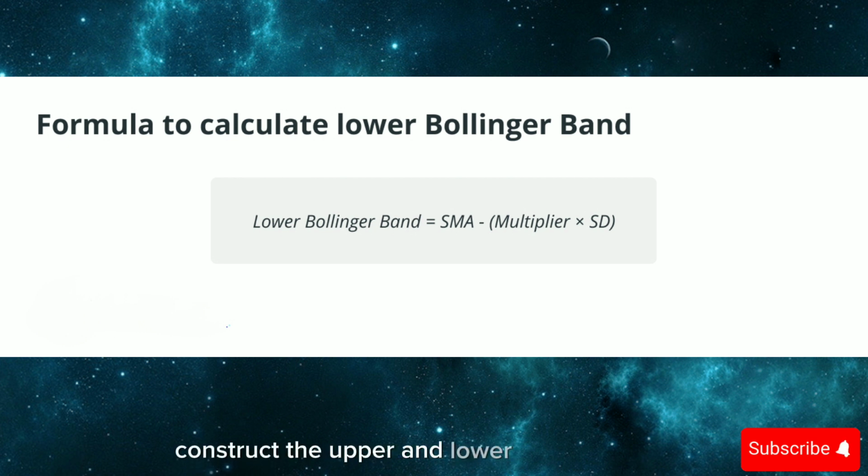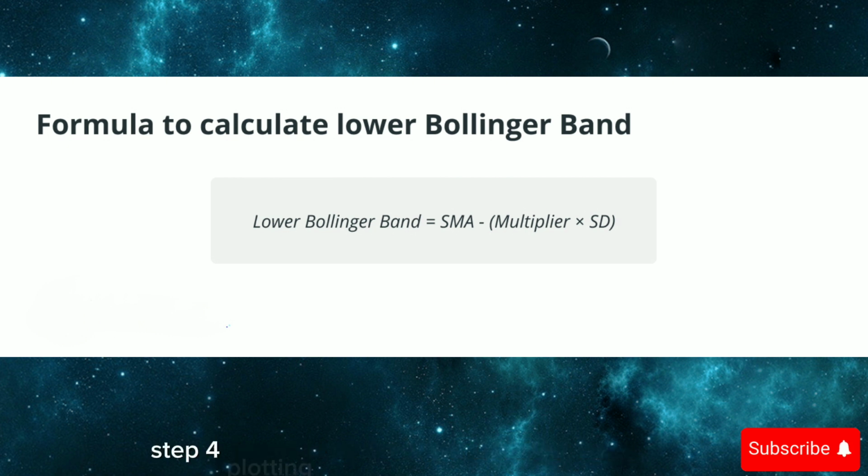Step 3. Construct the upper and lower Bollinger Bands. The higher Bollinger Band is created by multiplying the SMA by the standard deviation. A typical multiplier is 2, although, as mentioned, this can be changed depending on the preferences of the traders and the state of the market. The same multiple of the SD is subtracted from the SMA to arrive at the lower Bollinger Band.